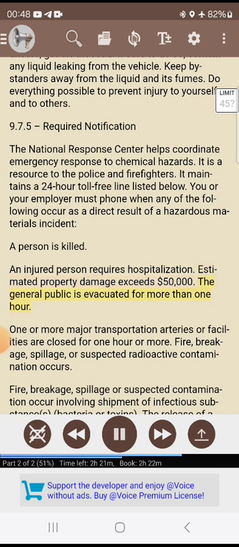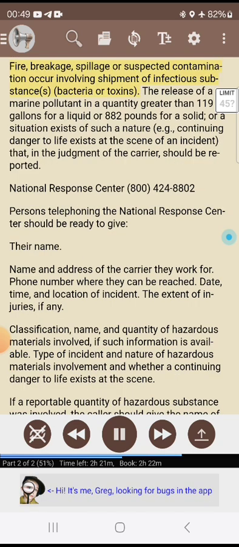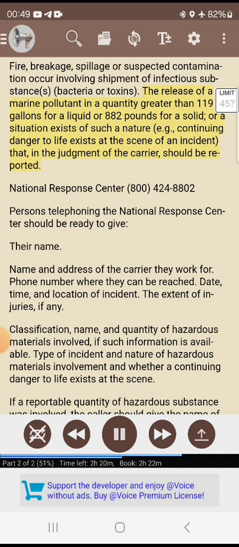The general public is evacuated for more than 1 hour. One or more major transportation arteries or facilities are closed for 1 hour or more. Fire, breakage, spillage, or suspected radioactive contamination occurs. Fire, breakage, spillage or suspected contamination occur involving shipment of infectious substances, bacteria or toxins. The release of a marine pollutant in a quantity greater than 119 gallons for a liquid or 882 pounds for a solid, or a situation exists of such a nature, e.g., continuing danger to life exists at the scene of an incident that, in the judgment of the carrier, should be reported.